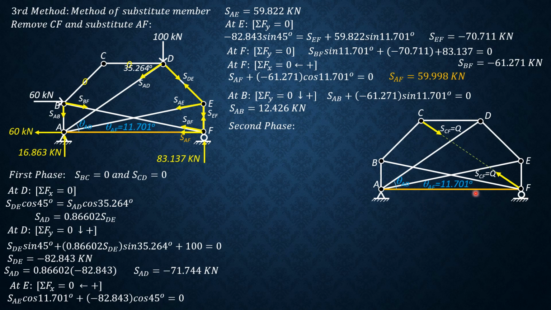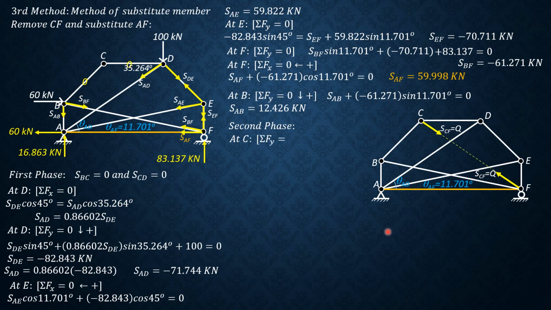The idea is, remember, AF does not exist in the original truss. So the final bar force of AF should be 0. This is the first phase value. The second phase value of AF will be in terms of Q. Then add, equate to 0. Then you can solve for Q, which is the force in CF. That is also true for the other members. The final bar force is the force in the first phase plus the force in the second phase.